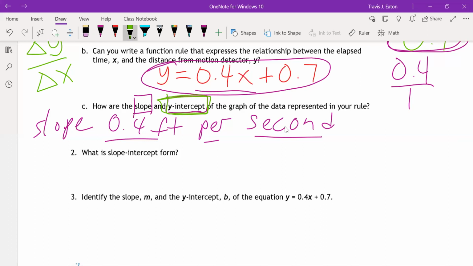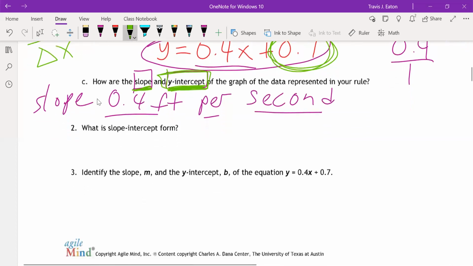The y-intercept tells us where the line begins. In this case, the y-intercept tells us where the line begins, or in this particular situation, where the skateboarder was when they started. Correct? So at 0 seconds, the skateboarder was at 0.7 feet from the motion detector. So the y-intercept tells us where the line begins, and the slope in this case tells us how many feet per second. Very good.